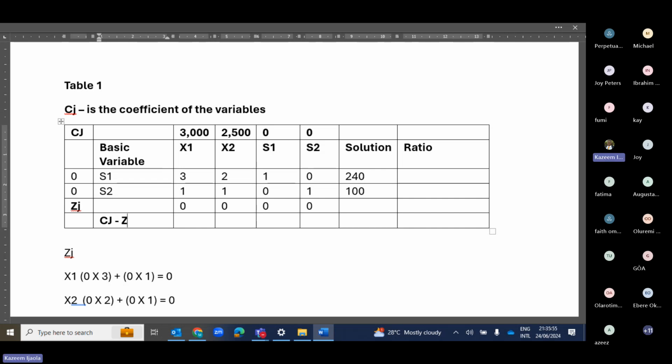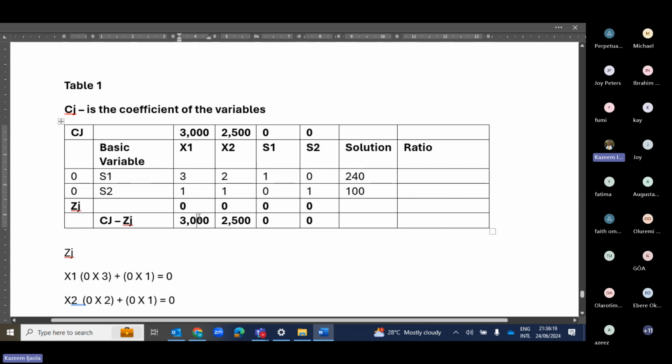You already know your Cj. Your Cj is this, okay? Your Zj is 0. So if you do Cj minus Zj, this will be 3,000, okay? Then this one will be 25, okay? Then this one is 0 and 0. Meaning 3,000 minus 0 is 3,000, 25 minus 0 is 25, 0 minus 0 is 0, 0 minus 0 is 0.